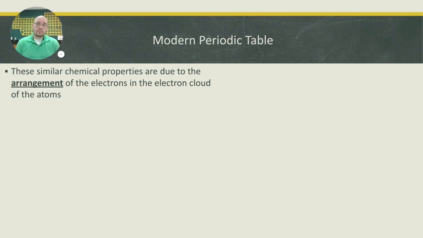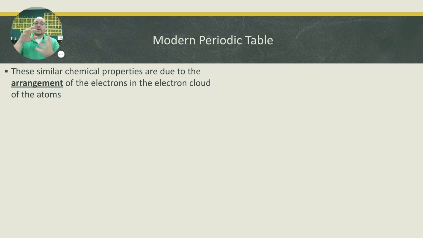So these similar chemical properties are due to the arrangement of the electrons in the electron cloud of atoms. All right, so remember, the nucleus has the protons and the neutrons, and then the electrons are flying around it. But they're not just flying around it all random. There actually is an order to it. And the next unit that we're going to talk about is the configuration of the electrons.